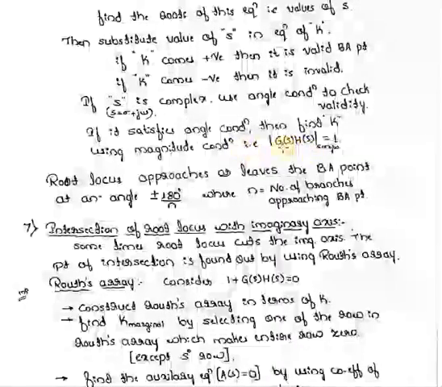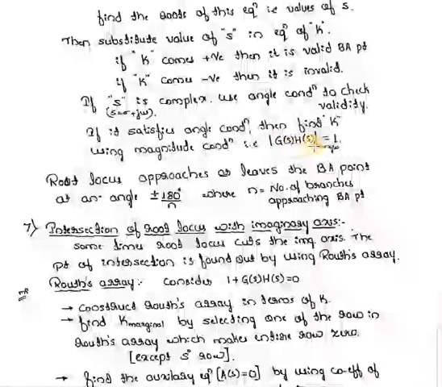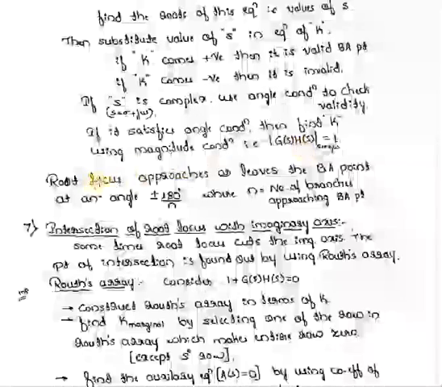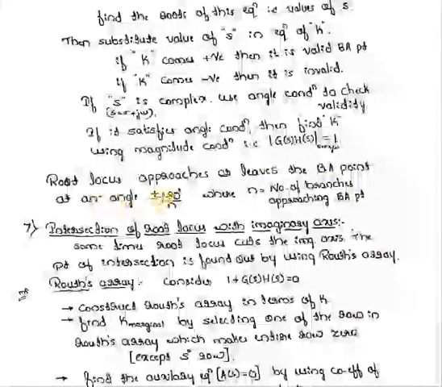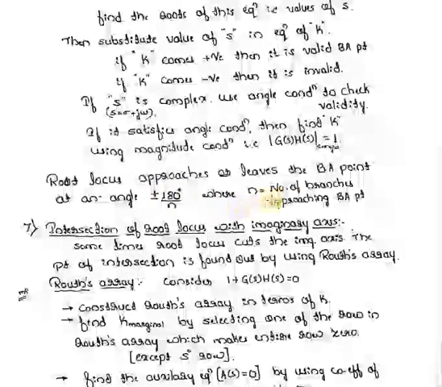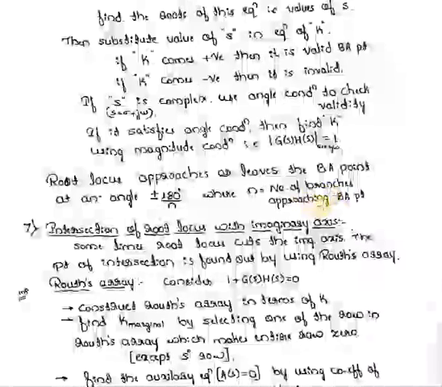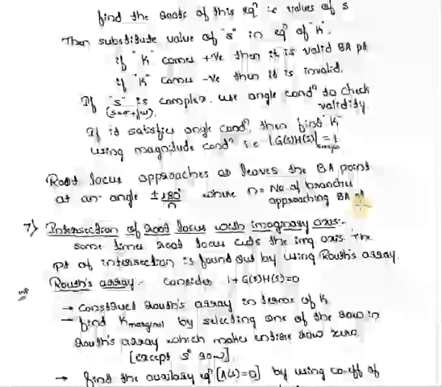If the magnitude of G(s)H(s) equals 1, then the root locus approaches or leaves the breakaway point at an angle of plus or minus 180 degrees divided by n, where n is the number of branches approaching the breakaway point.